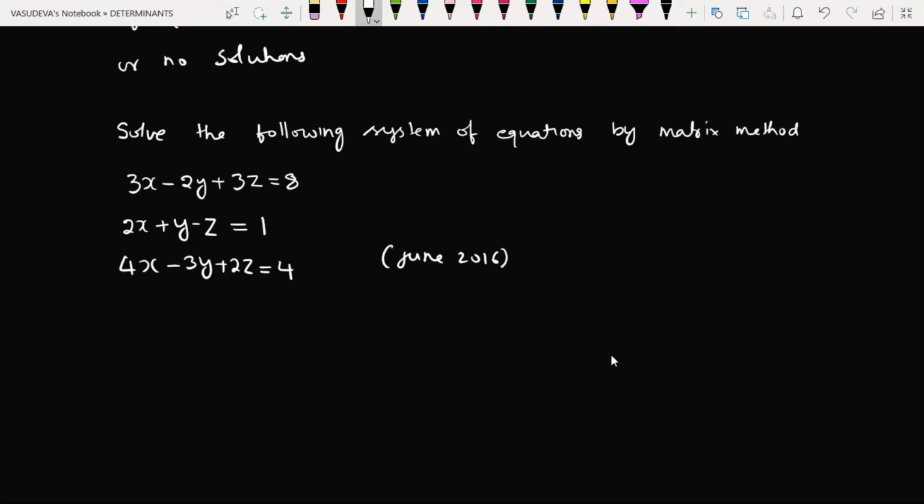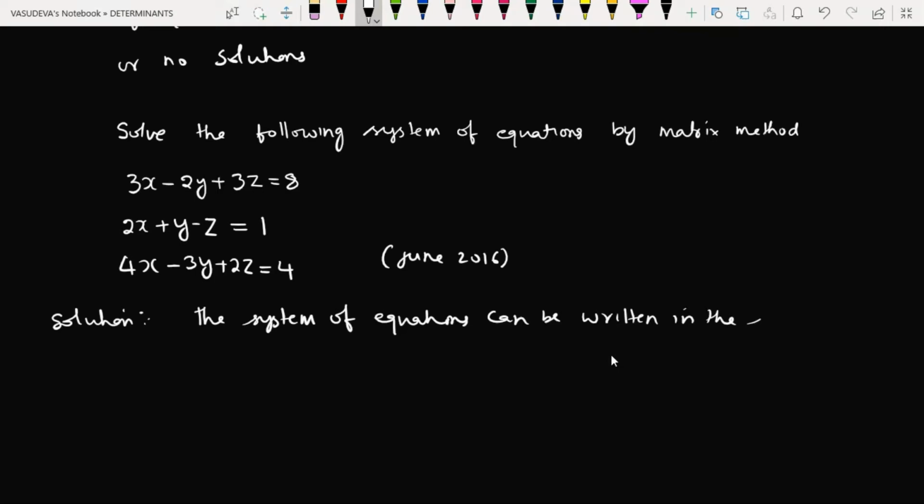Now the answer for this: to find the solution for this system of linear equations, let us consider the system of equations. We have to write the system of equations in the form of Ax is equal to b.